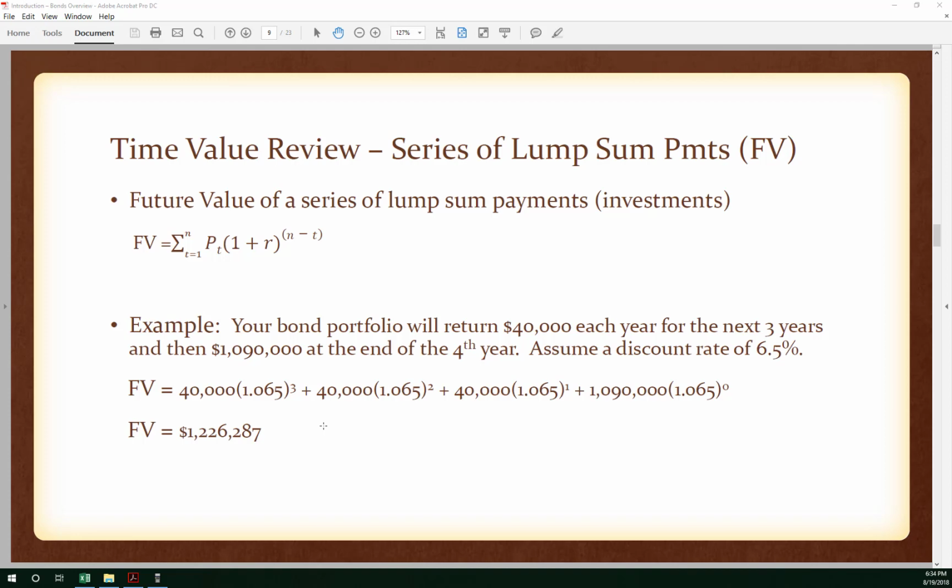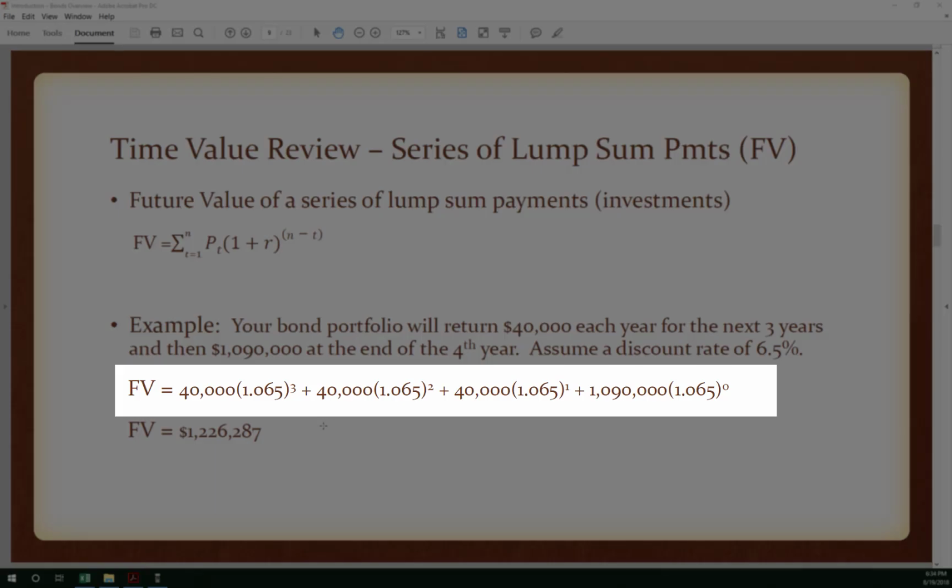So we can figure out this in a series, right? We just look at each lump sum payment, break those out individually, and see what the future value is going to be, add those all up. So the first payment, the first $40,000 that we're going to receive 1 year from now, is going to grow 3 years at 6.5%, and so that's this first term here. The second payment will grow 2 years.